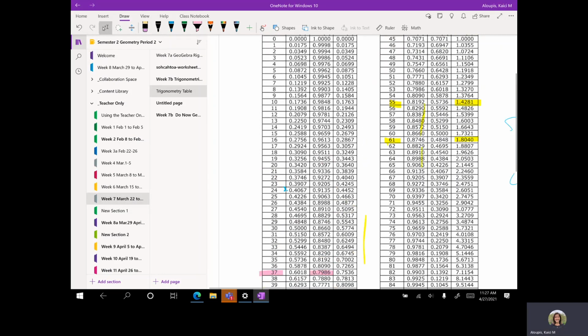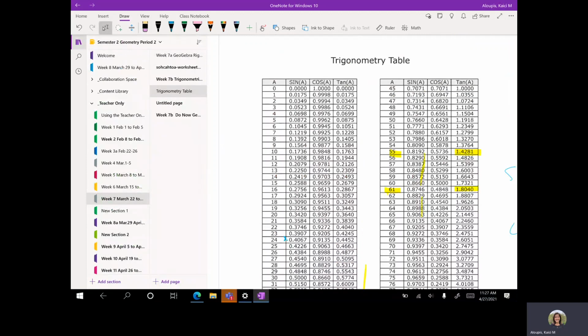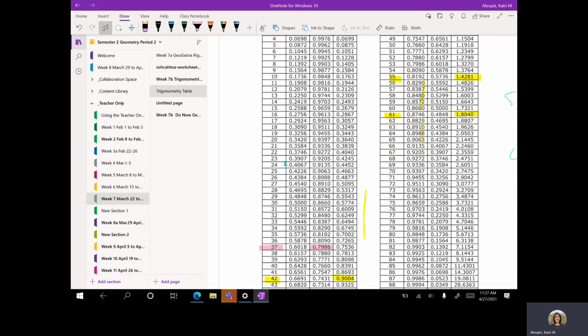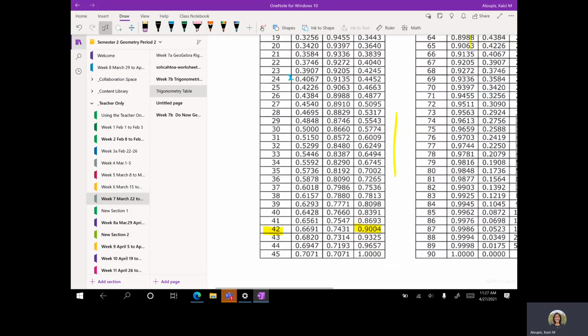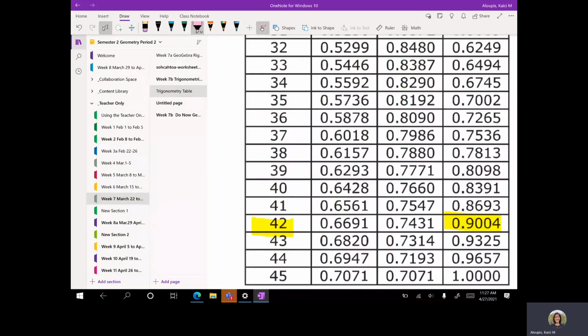I look at the sine column, because we're taking the sine of an angle, and that sine of whatever angle value is equal to 0.625. The sine column is like the second column in, and I find approximately where 0.625 is. So here's 0.6293, here's 0.6157. So I know that the angle is going to be between 38 and 39 degrees. That's the trig table method.